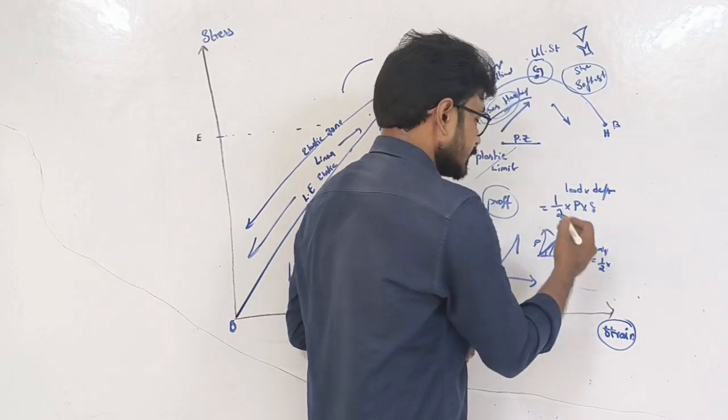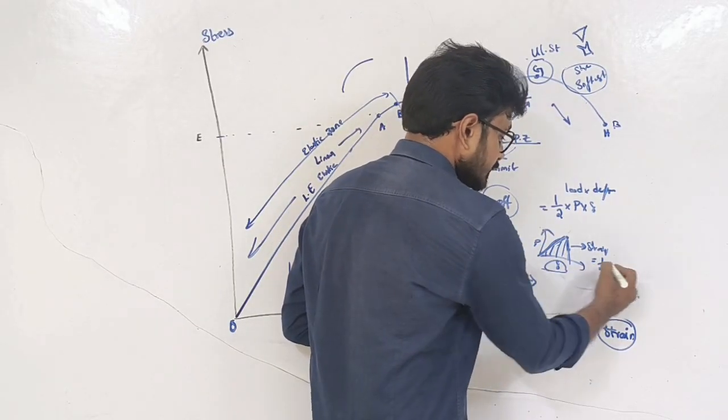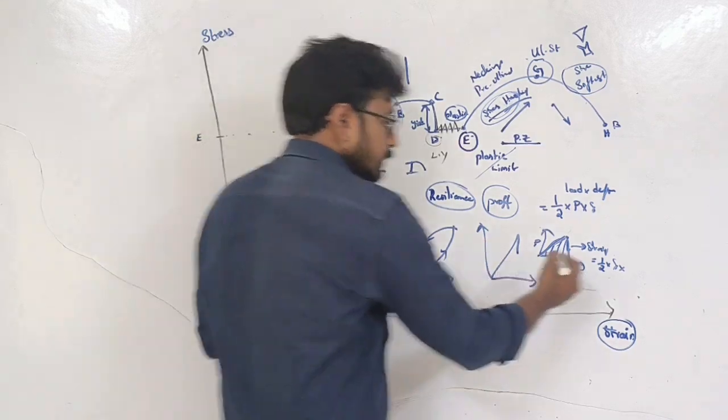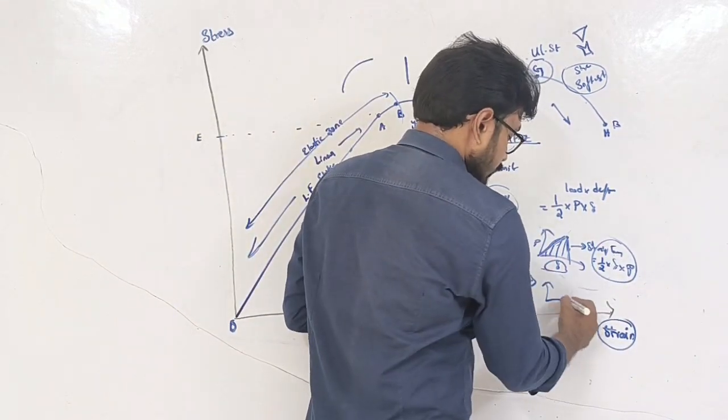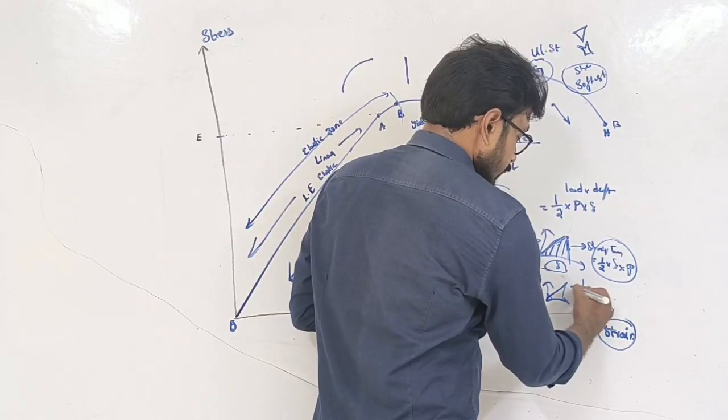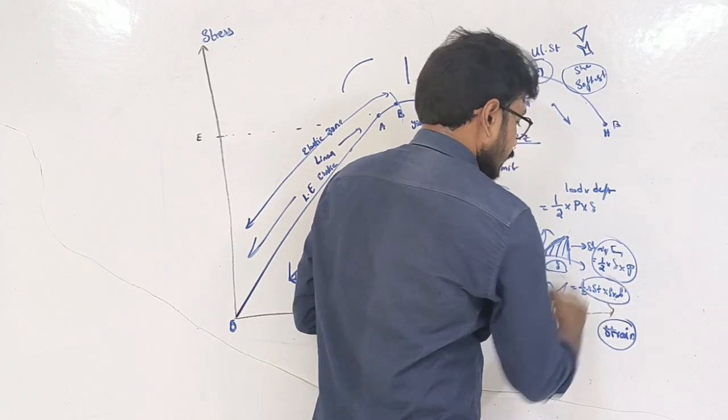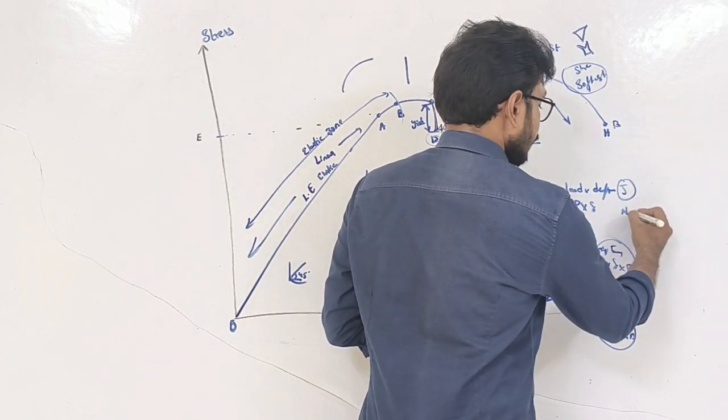For the time being, we will consider it nominally as a triangle, where the base is the delta deflection and the height will be P. So the strain energy is half into P into delta. In case of a stress strain curve diagram, the work done will be half into stress into strain. The strain energy units are joules or Newton meter.